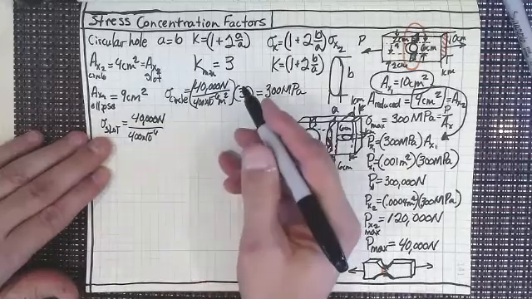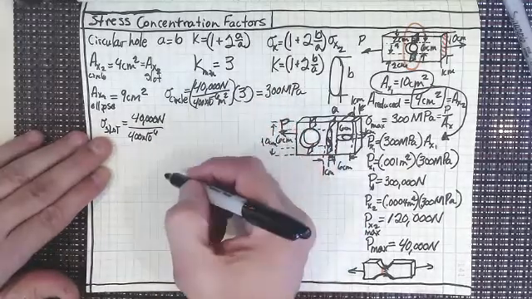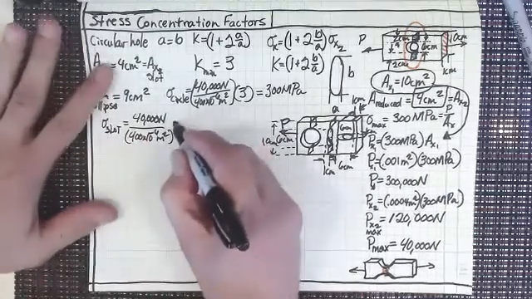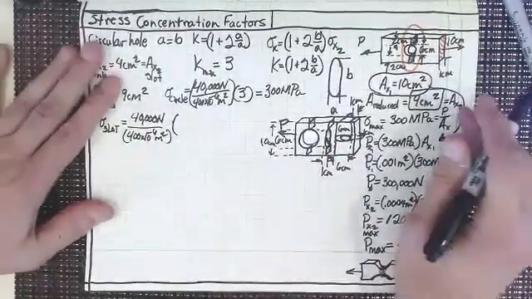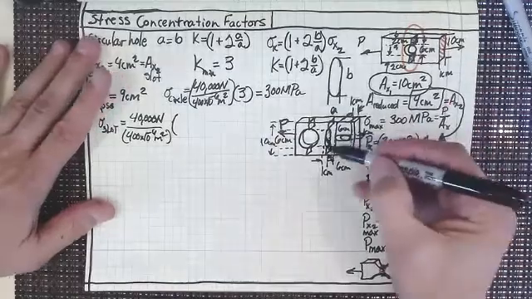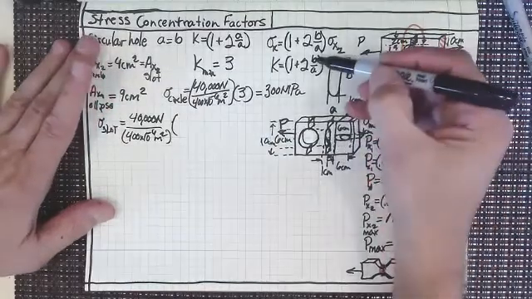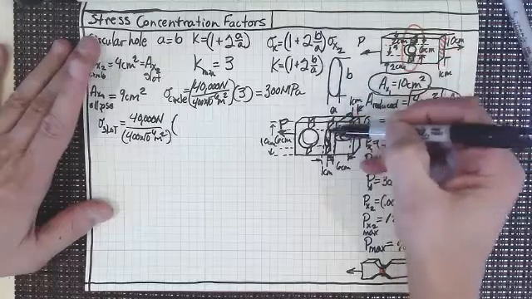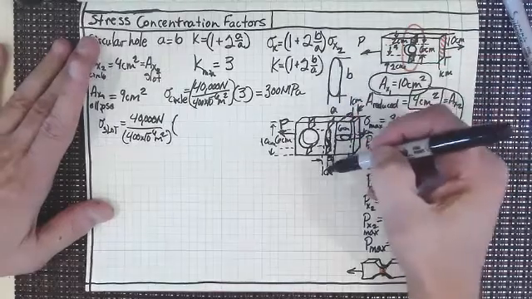I don't know why I just didn't write 0.0004 square meters, right? But now, what is our K value? It's 6 to 1, isn't it? Isn't that 6 divided by 1? 6 high divided by 1 wide.